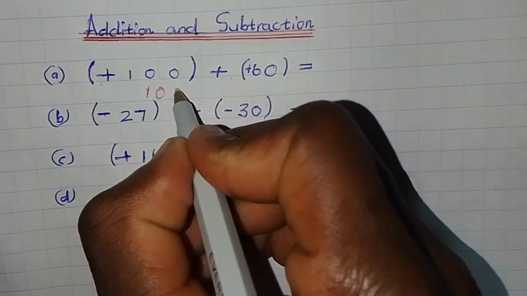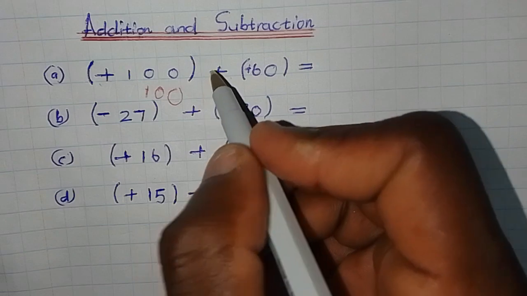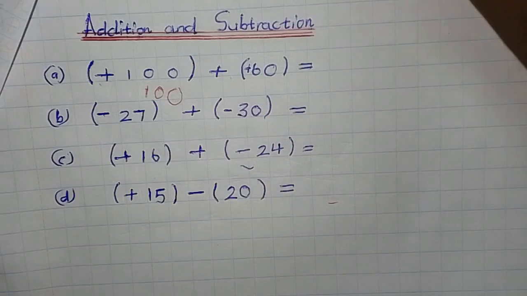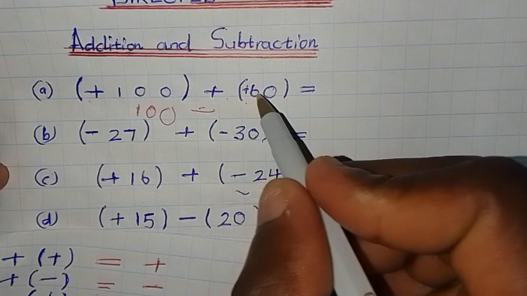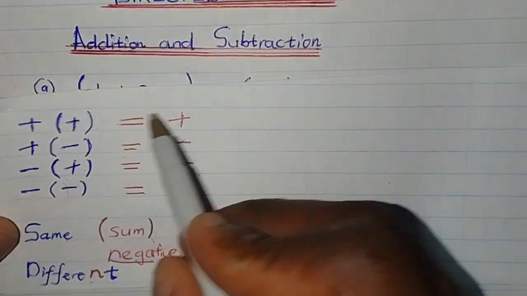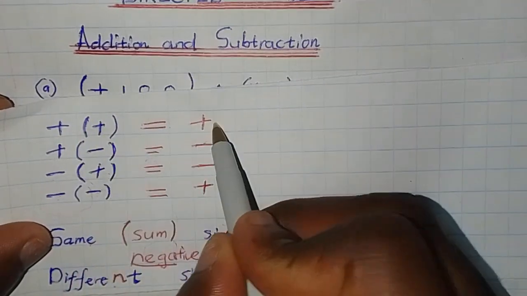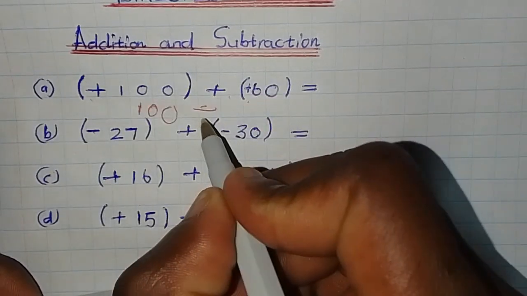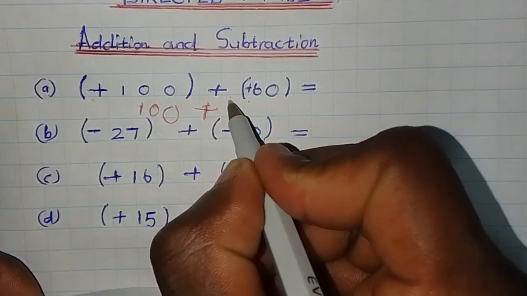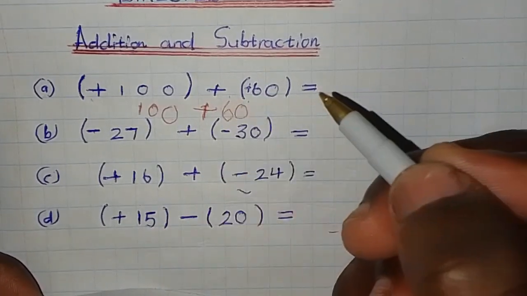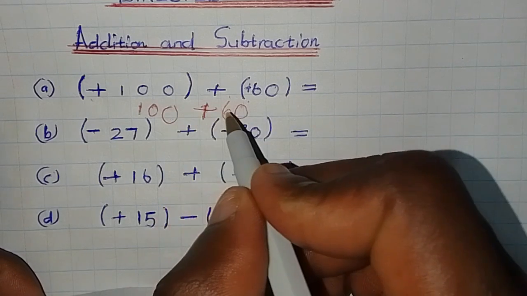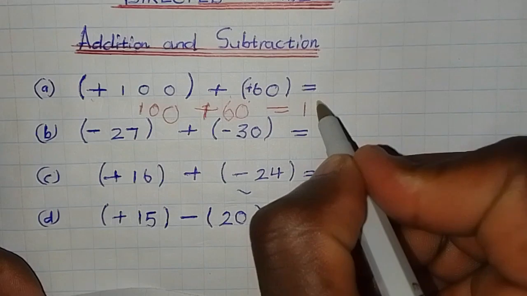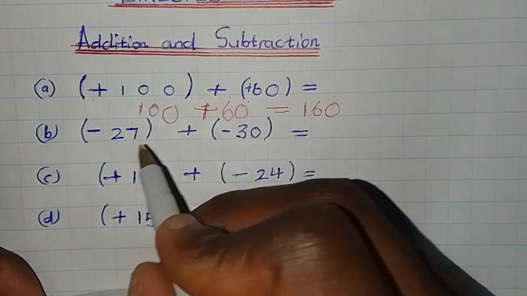Let's use that pen. We have 100. Then remember, a positive and a positive, we get a positive. So now we have 100 plus 60. I'm sure you can simplify this. This is very simple. 100 plus 60. The answer is 160. Let's look at the other one.